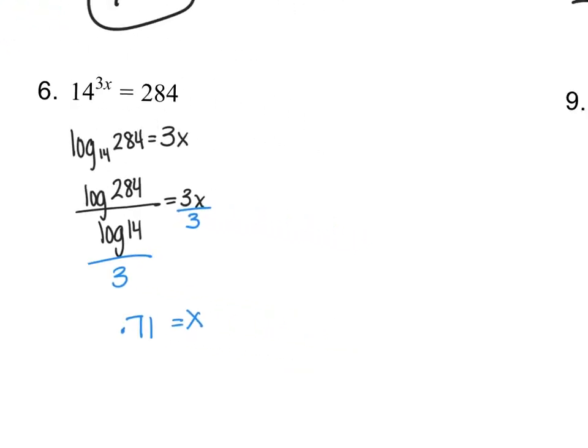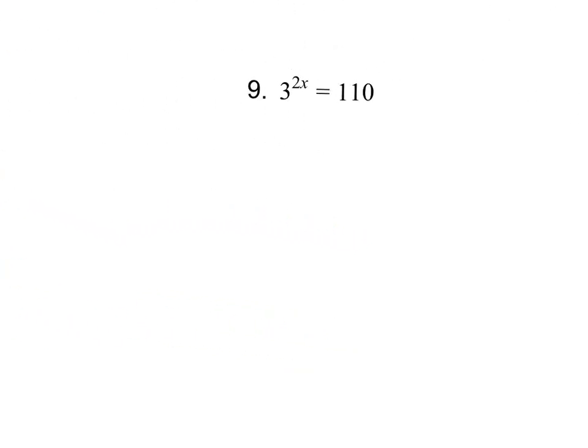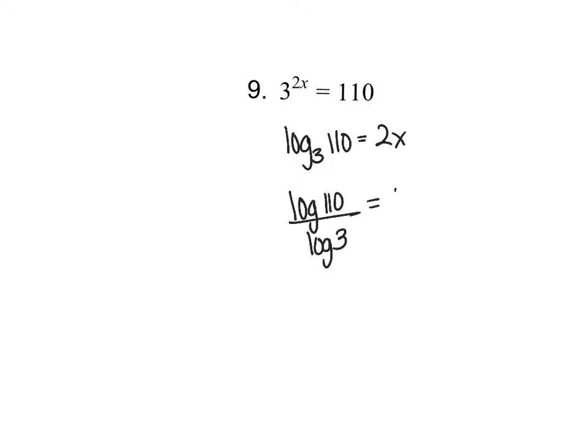All right, number 9. Again, let's put this guy in log form. Log base answer equals exponent. Change of base formula. Log answer divided by log base equals 2x. Notice there's a 2 attached to my x, so I have to divide both sides by 2. So in my calculator, log 110 divided by log 3, enter, and then divide that by 2. So it's 2.14.